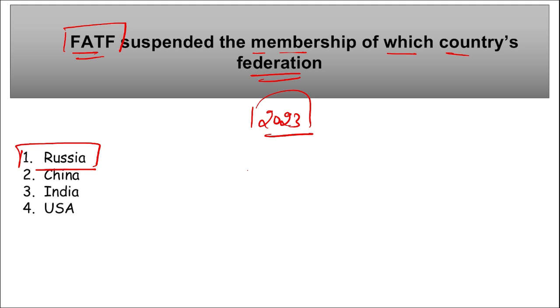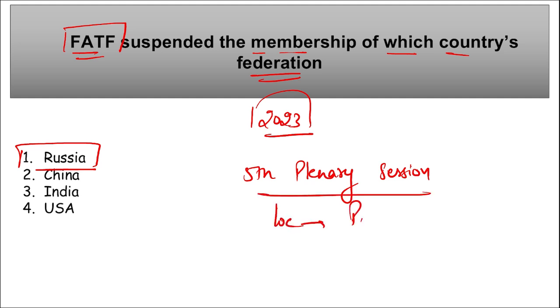FATF week was observed recently, and the 5th plenary session of FATF was held where? It was held in Paris, France. Right? It was held in Paris, France. This was a 3 day long plenary session that was held from 21st to 24th of February.